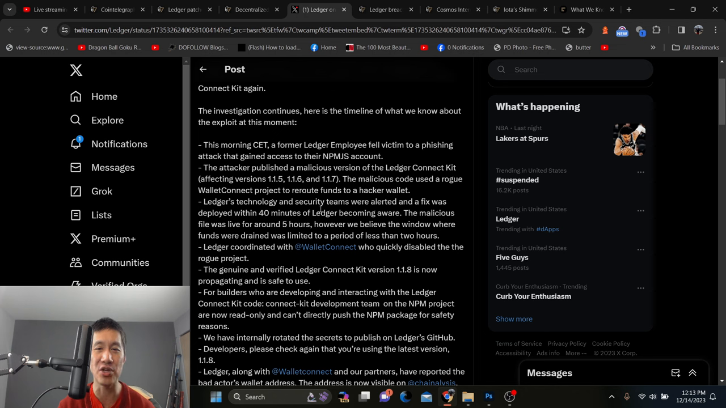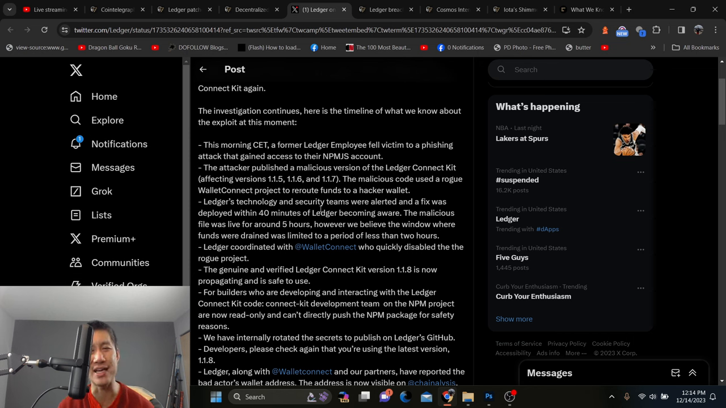The malicious code used a rogue WalletConnect project to reroute funds to the hacker wallet. Ledger's technology and security teams were alerted and a fix was deployed within 40 minutes of Ledger becoming aware. So they were very quick, but still $500,000. The malicious file was alive for around 5 hours. However, we believe the window where funds could be drained was limited to a period of less than 2 hours. Ledger coordinated with WalletConnect, who quickly disabled the rogue project. The genuine and verified Ledger Connect Kit version 1.1.8 is now propagating and is safe to use.